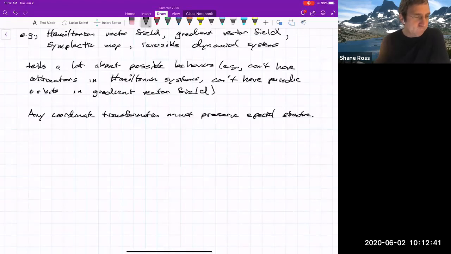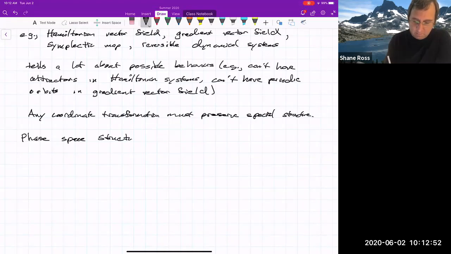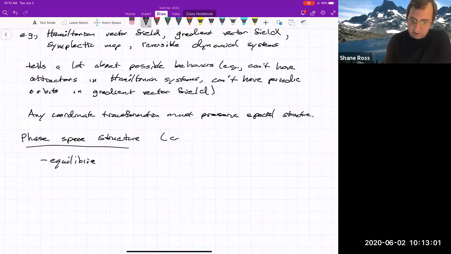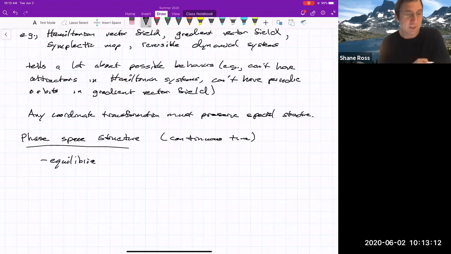Well, generally, what kind of phase space structures are there? There can be equilibria, and now I'm thinking in terms of continuous time. If you have a point where the vector field vanishes, so there's no motion, if you start at that point, you will stay at that point. Those are equilibria. In the map context, we call those fixed points. So those are the main skeletons.